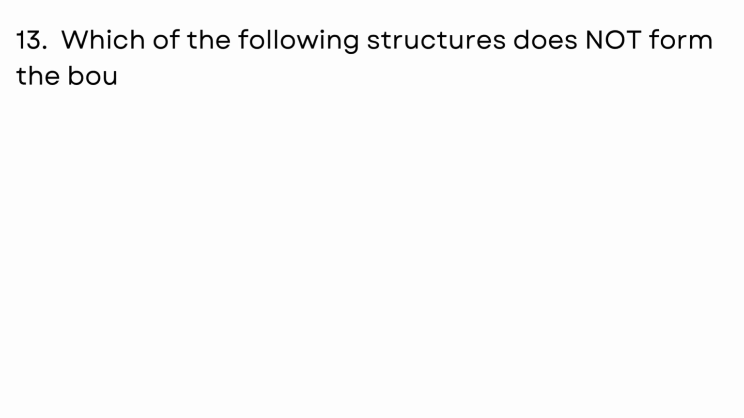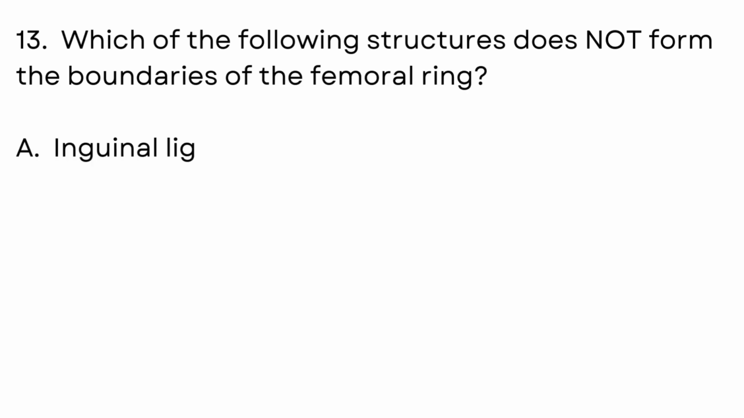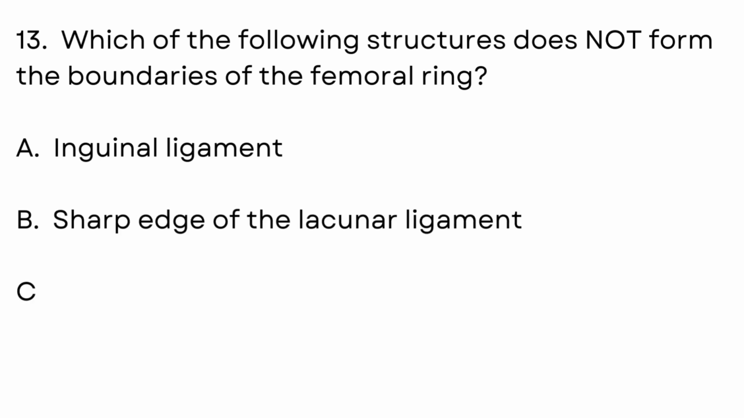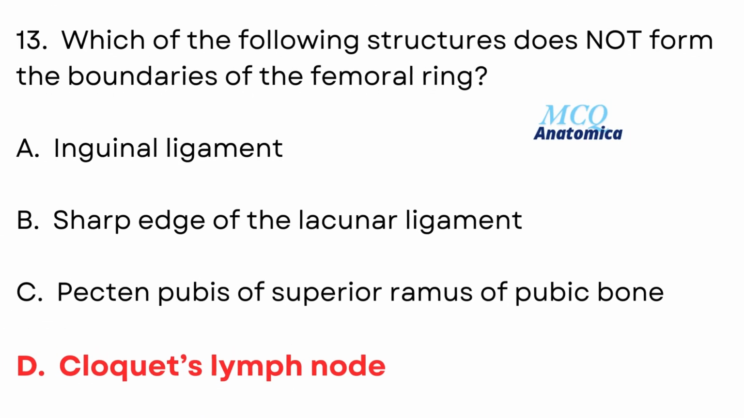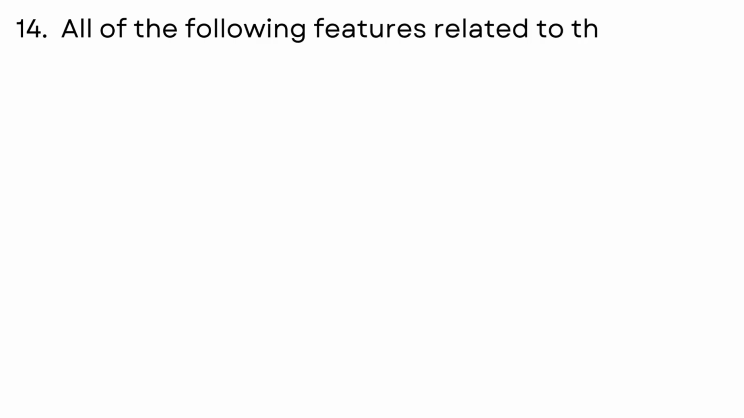13. Which of the following structures does not form the boundaries of the femoral ring? A. Inguinal ligament. B. Sharp edge of the lacunar ligament. C. Pecten pubis of superior ramus of pubic bone. D. Cloquet's lymph node. The answer is D. Cloquet's lymph node.